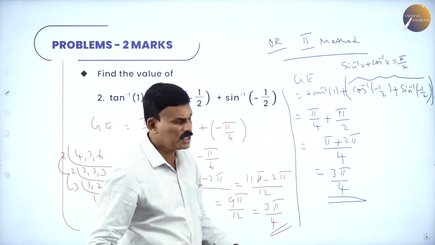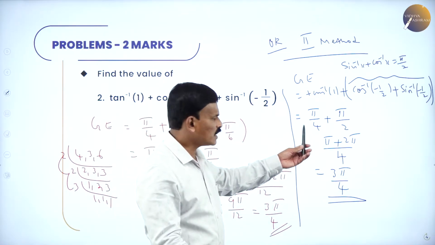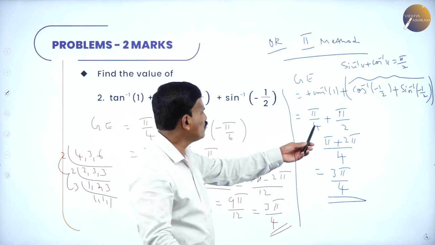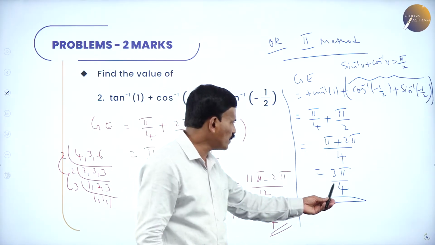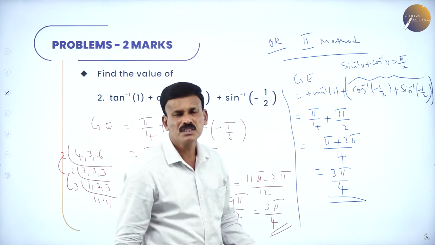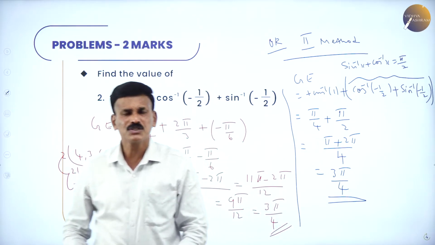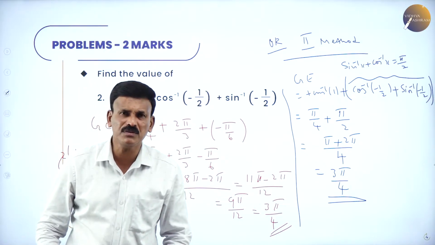Or instead of that, you can also write like this: pi by 4 is 45 degrees plus 90 degrees. 45 plus 90 is 135 degrees. 135 degrees can be written as 3 pi by 4. That's it. Very simple. So the answer for this is 3 pi by 4.